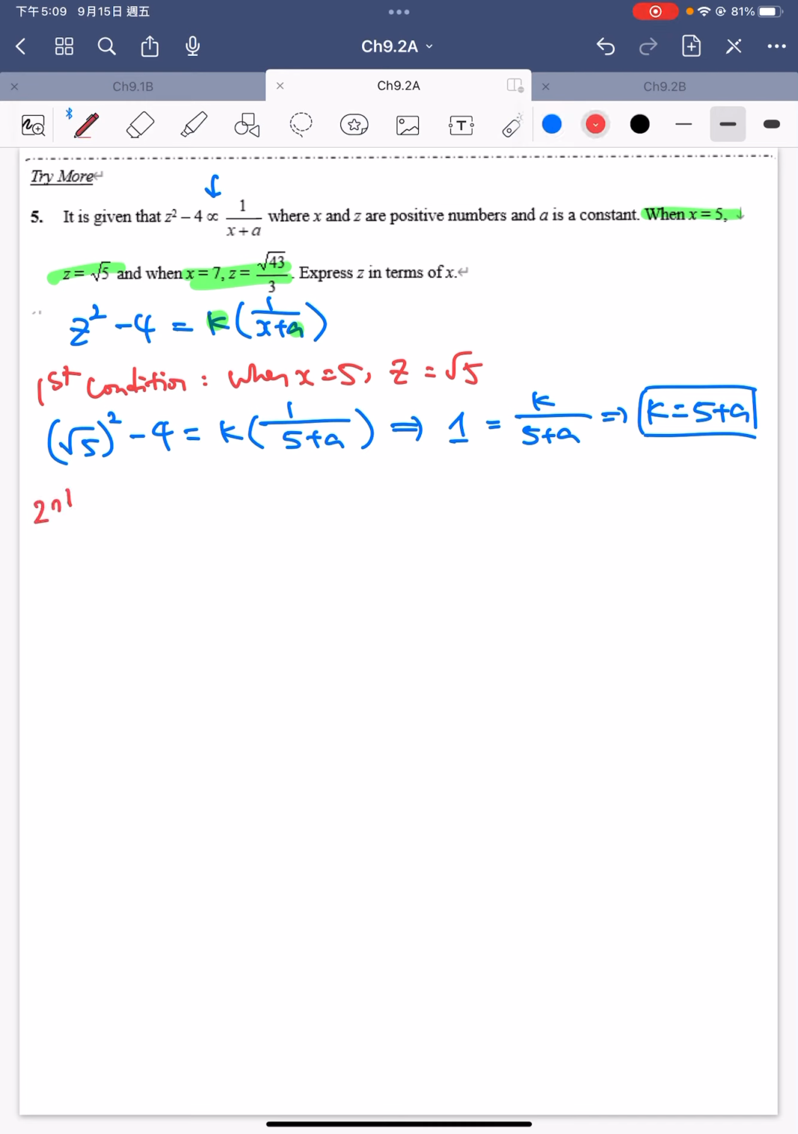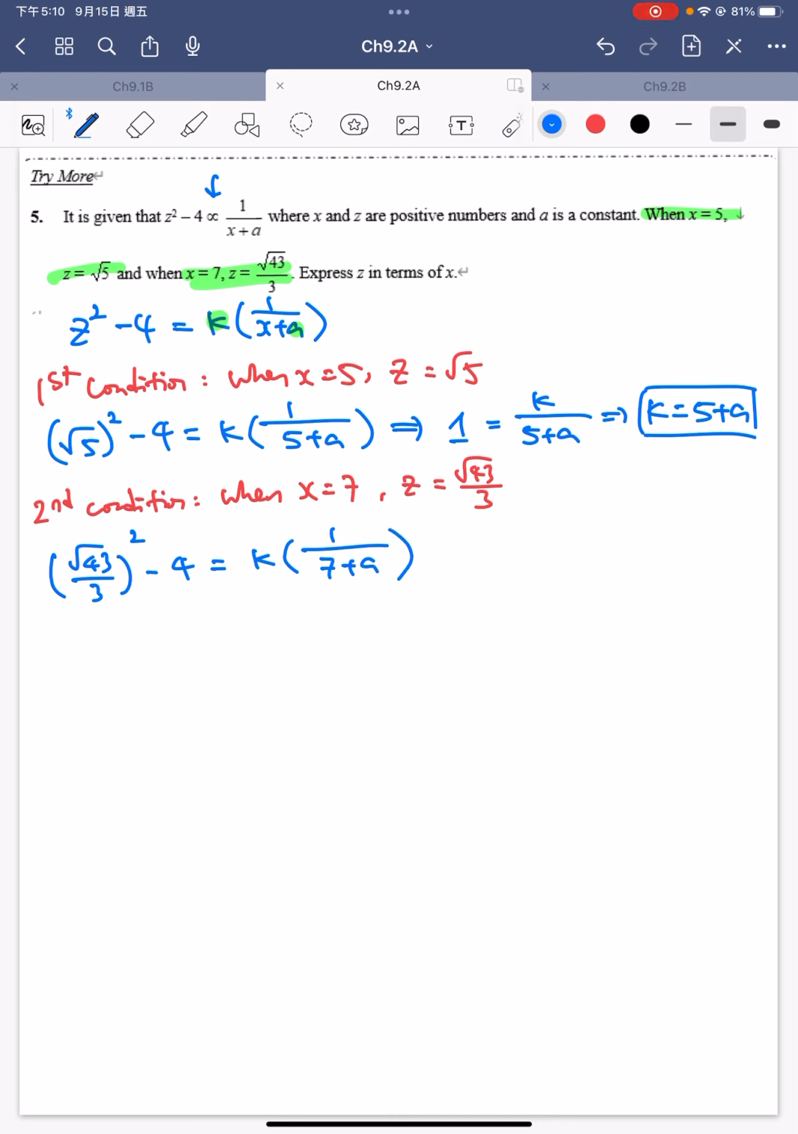And the second condition is that when x is equal to 7, z is equal to the square root of 43 divided by 3. So z this time is a little bit ugly, but we can still do it. Just do it step by step, okay? So we substitute z into the formula, then we have the square root of 43 divided by 3, squared, minus 4 is equal to k times 1 over x, which is 7, plus a. So be careful about this part. I will do it separately.